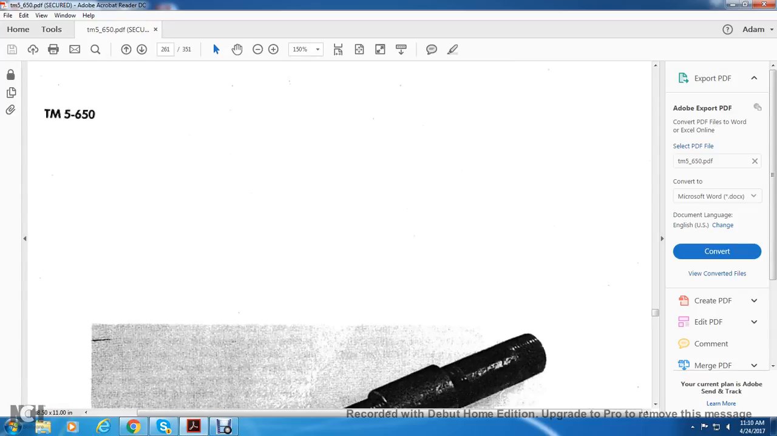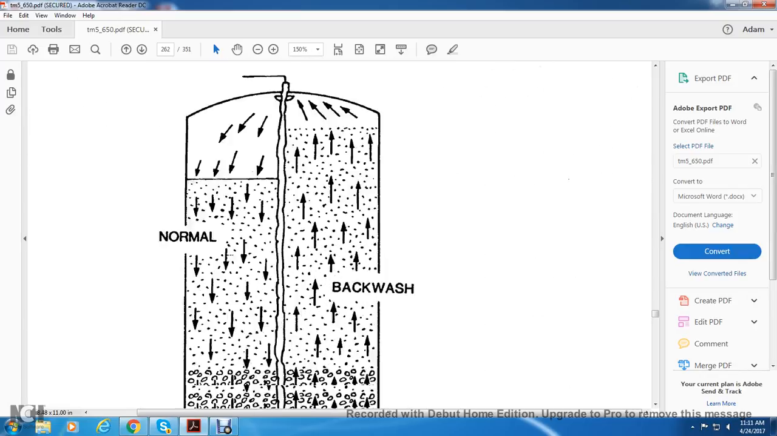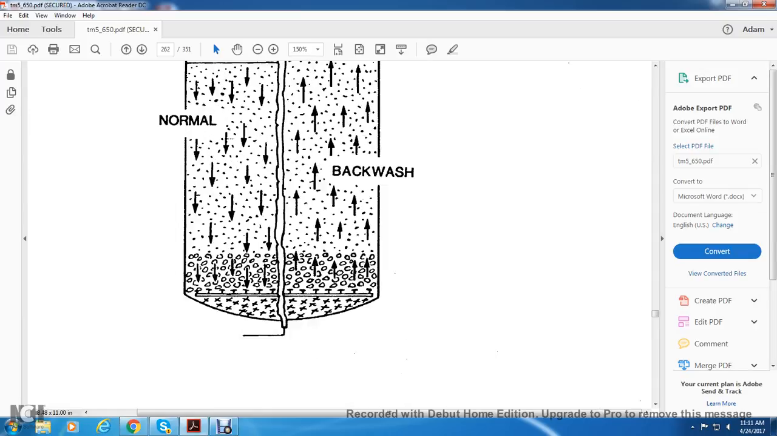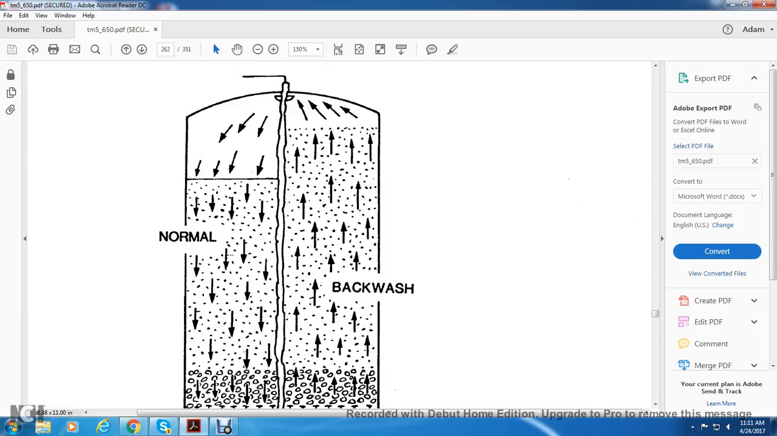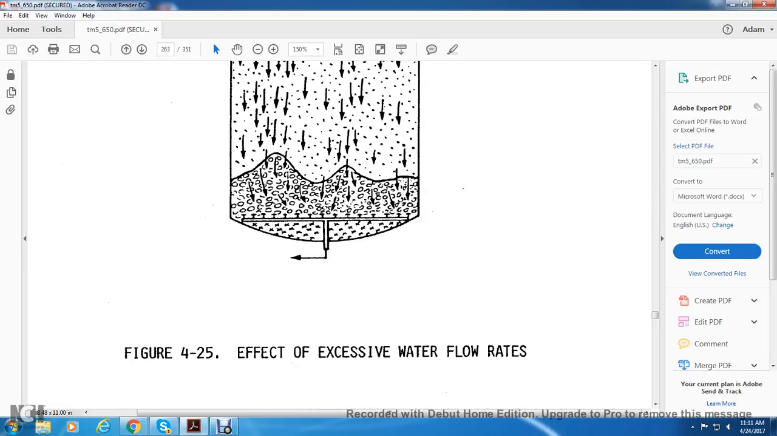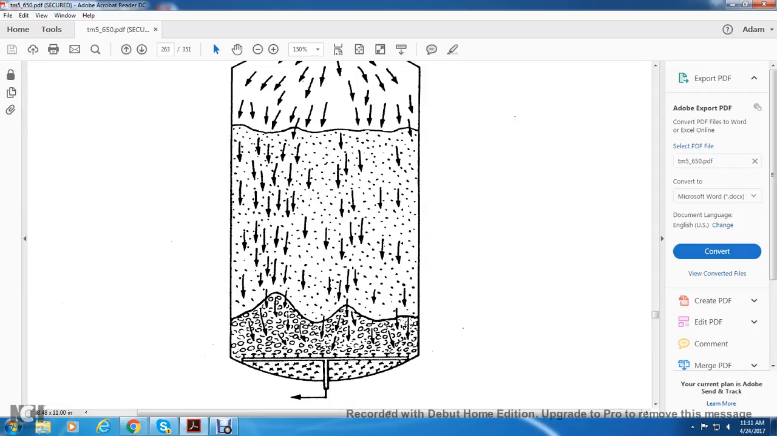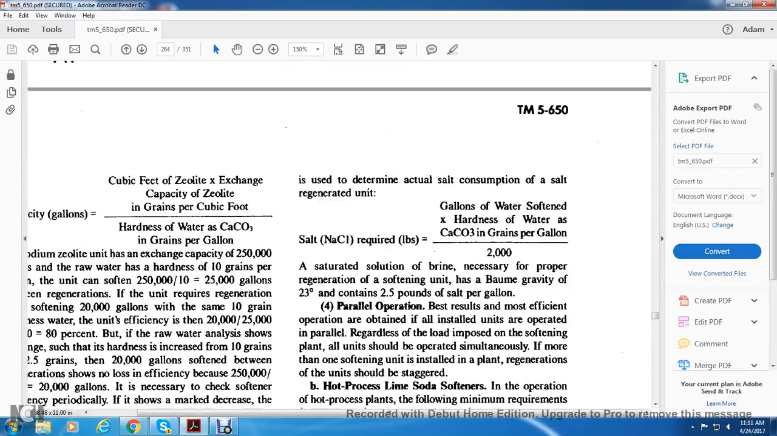For example, this shows the zeolite softener water flow. It shows the normal backwash, with your effective wash flow rates. You should see the arrows going down.